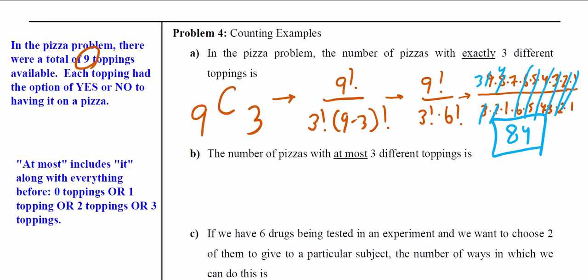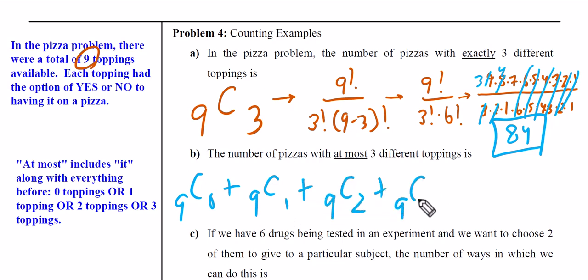What about the number of pizzas with at most 3 toppings? So that means, do you want 0 toppings or 1 topping or 2 toppings or 3 toppings, because we can have at most. So that's 9C0, 9C1, 9C2, 9C3.